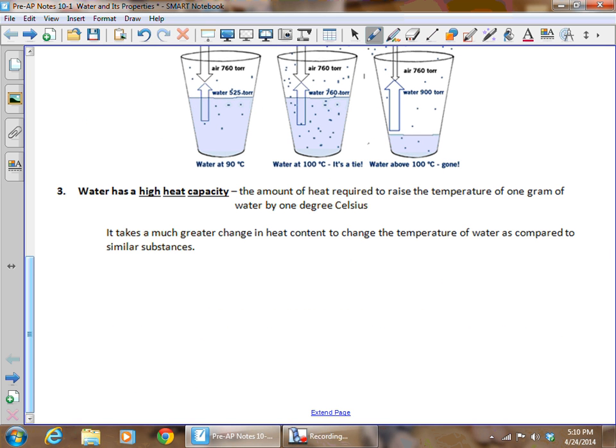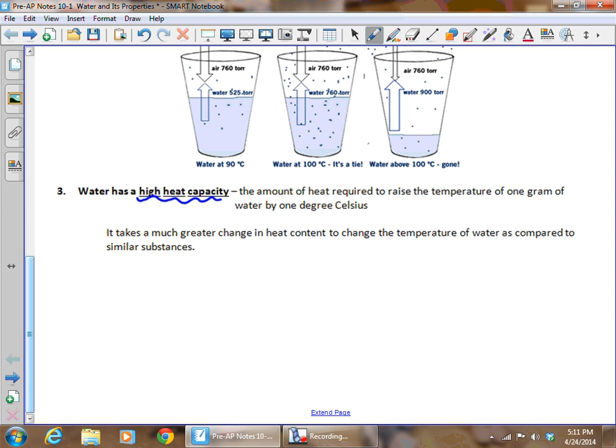A third characteristic is that it has a high heat capacity. We talked about heat capacity before when we dealt with the MCAT equation. Remember, the heat capacity is the amount of heat it takes to raise the temperature of 1 gram of water, in this case, by 1 degree Celsius. And for water, it takes an incredibly large amount of heat to cause the temperature of water to increase compared to other similar substances, because of, again, that hydrogen bonding holding onto those molecules.